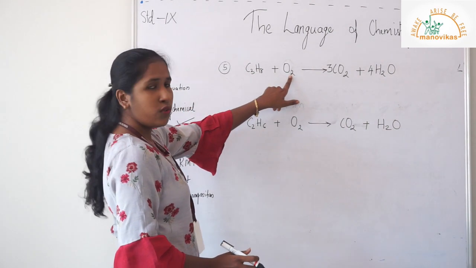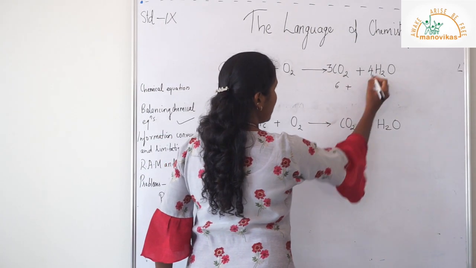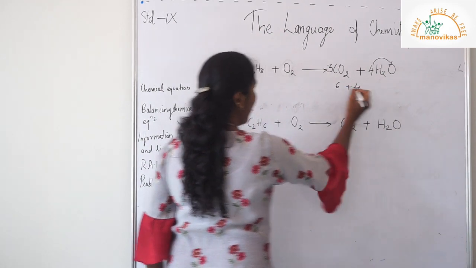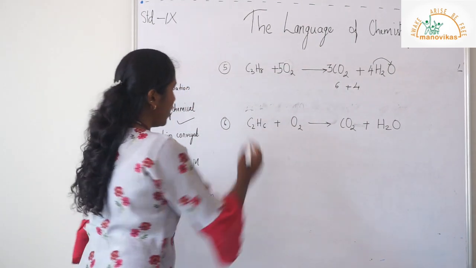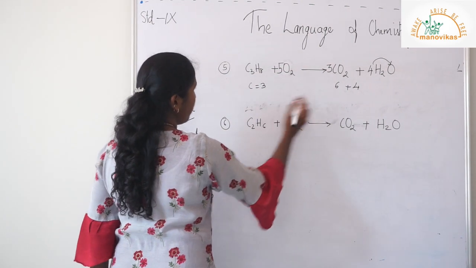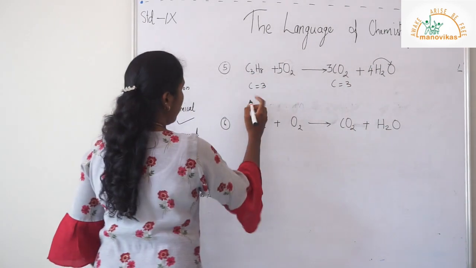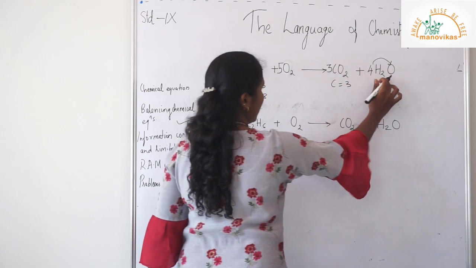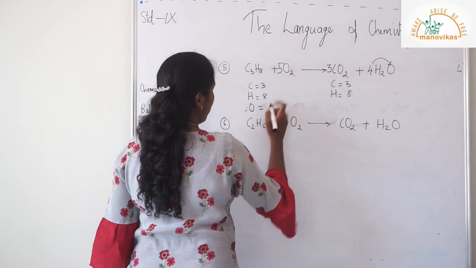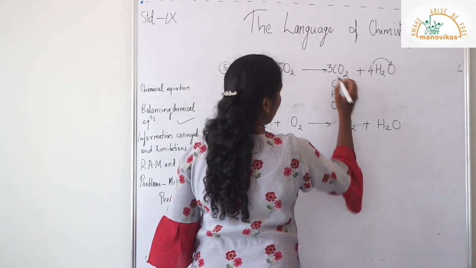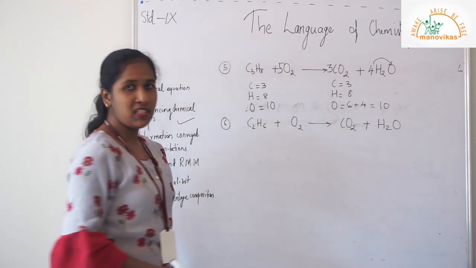Let's check for oxygen. On the left hand side you have 2 and on the right hand side 3 twos are 6 plus this 4. So it will be 10. So how will I make it 10? I will multiply it by 5. So here let's check again. Carbon is 3. On the right hand side, carbon is 3. Hydrogen is 8. On the right hand side, hydrogen is 4 twos are 8. Oxygen, 5 twos are 10. And here oxygen is 3 twos are 6 plus this 4 will be 10. So the equation is balanced.